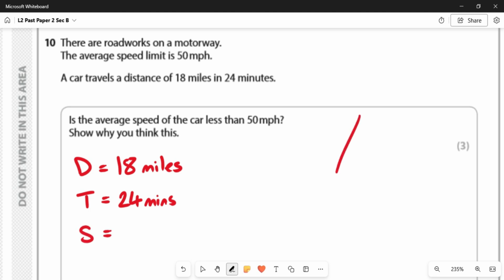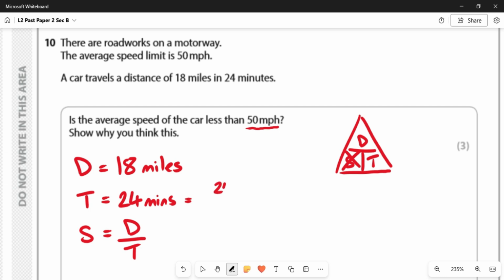Let's do our funny triangle, which I tend to use. I know some people don't like this, but I like using it. So from left to right, sausages don't talk. And obviously I have to do distance divided by time, because you're trying to work out the speed. That's the one you cover up. But I can't do 18 divided by 24 because it's not miles per minute that I need, it's miles per hour, because I'm comparing it with this right here, which is in miles per hour. So I'm going to have to change the minutes to hours first.